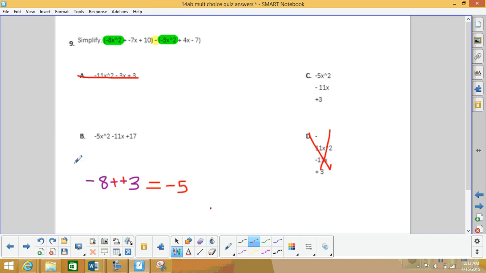So negative 5x squared, negative 5x squared. Those are our answers so far. Okay? And then the next part is dealing with the ones that just have x.